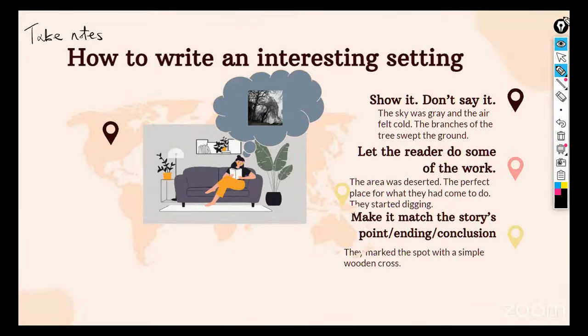Right? And remember that a setting is where and when a story is taking place. Now, when could mean the hour and the minute hand of the clock, but it could also mean a time period if you have your story set in a different time period of your character's life or of the world, right? So where and when the story takes place.